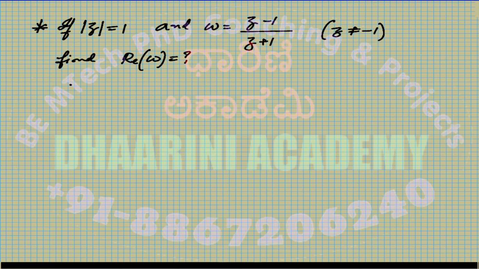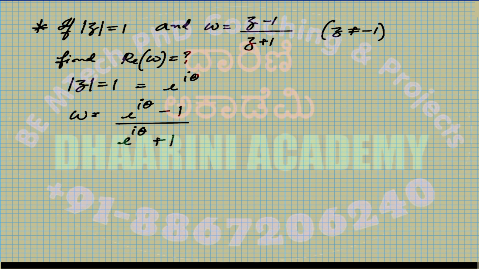So the answer is straightforward. They have given the magnitude of Z is 1, so we can write Z in polar format, that is r e to the power i theta. Right, so r is 1, magnitude is 1. So simply write this as e to the power i theta. The question says omega is equal to Z minus 1 by Z plus 1. But what is Z? Z is e to the i theta. So e to the i theta minus 1 divided by e to the i theta plus 1.